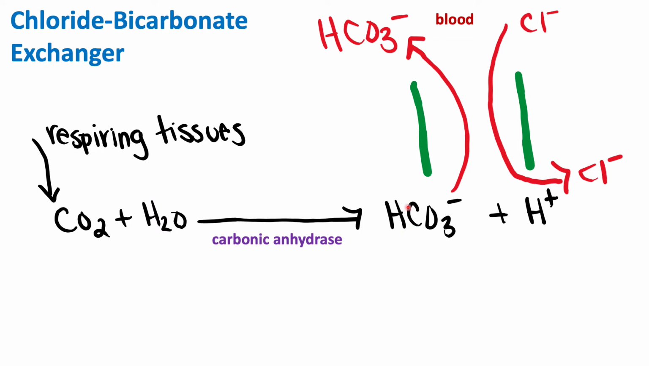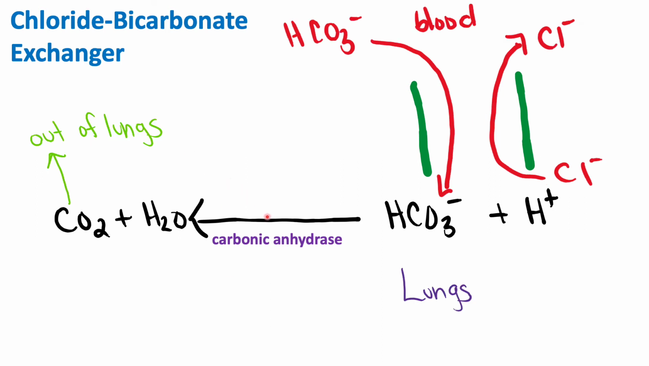Now, this bicarbonate is going to exit from the respiring cell and into the blood. As a result, a chloride ion will come from the blood into the respiring cell. This is because we want to keep a charge balance. If a negative charge is leaving, a negative charge must be coming in to balance out those charges. Now, this is a co-transporter because we're actually transporting two different ions together.